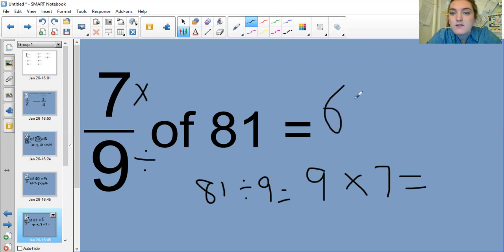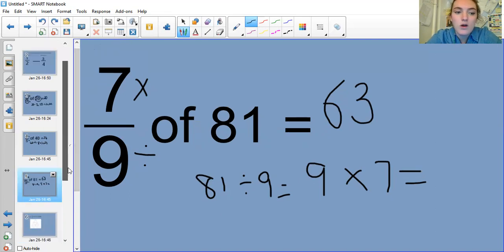We can use our 7 times table or our 9 times table. So 7/9 of 81 is 63. That is how you find a fraction of an amount. That's when you're using non-unit fractions, and that's what we're going to look at today. So hopefully that has helped you. Look over these examples again if you need a little bit more help. Remember, divide by the bottom number, times by the top number.